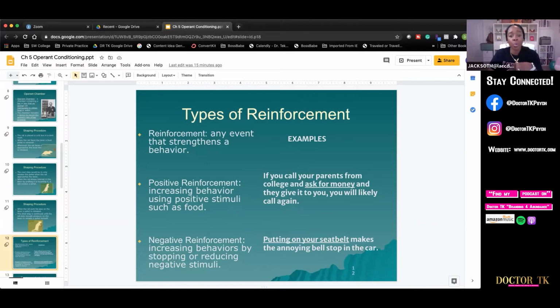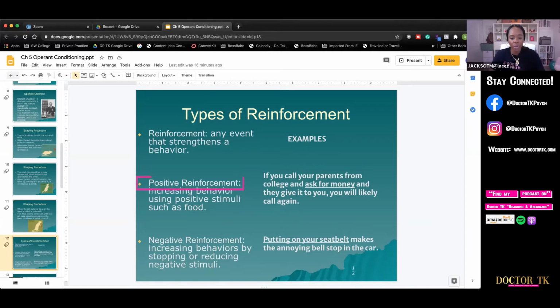And the reason I said write this down, please write the definition of reinforcement down, is because when we start giving examples of positive and negative reinforcement, some people get the negative mixed up and they're like, that doesn't strengthen a behavior, but it does. It's just that we're adding or taking something away to get the behavior that we want. So I'll explain. Reinforcement is any event that strengthens a behavior, okay?